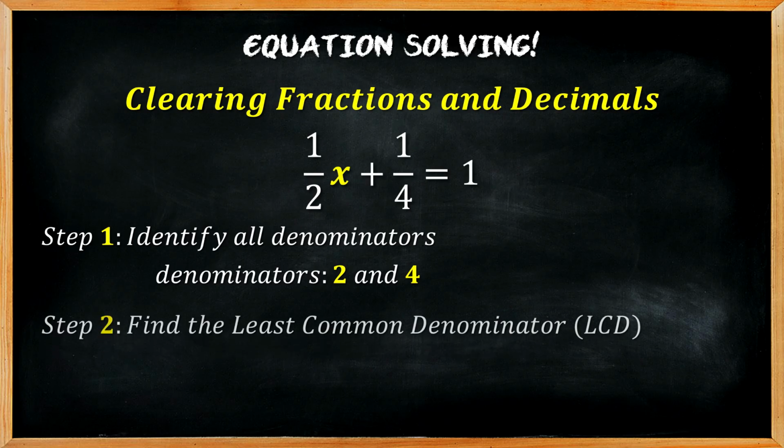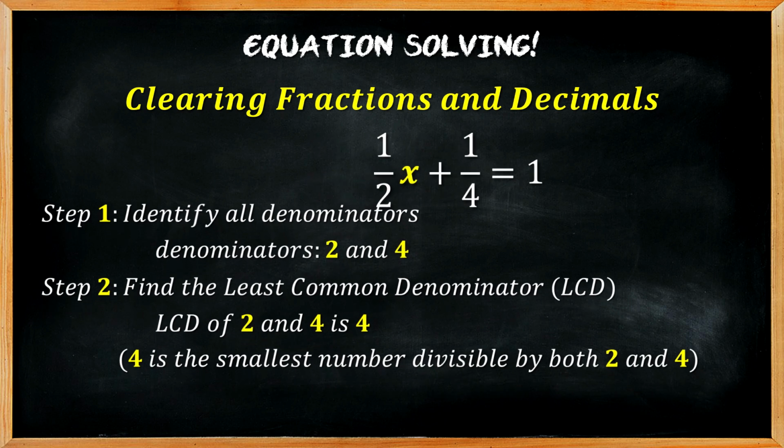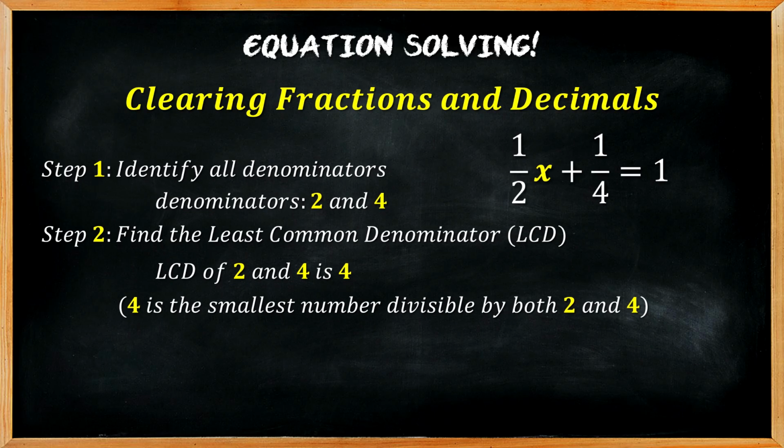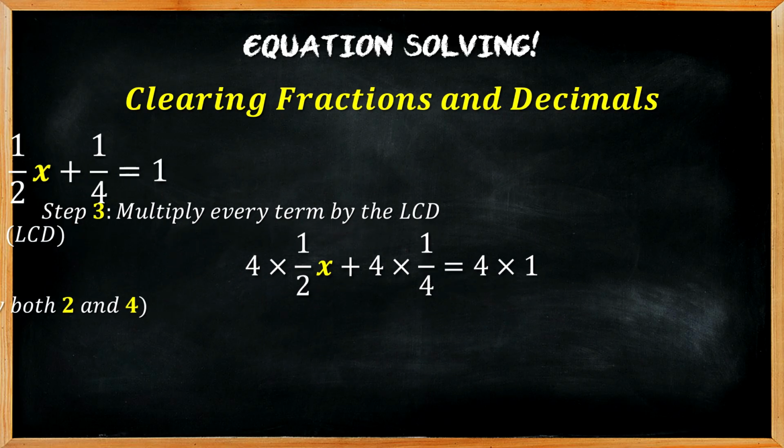Next, we find the least common denominator. The LCD of 2 and 4 is 4, since 4 is the smallest number that both 2 and 4 divide into evenly. Now we multiply every single term in the equation by our LCD, which is 4. This includes the term on the right side of the equal sign.